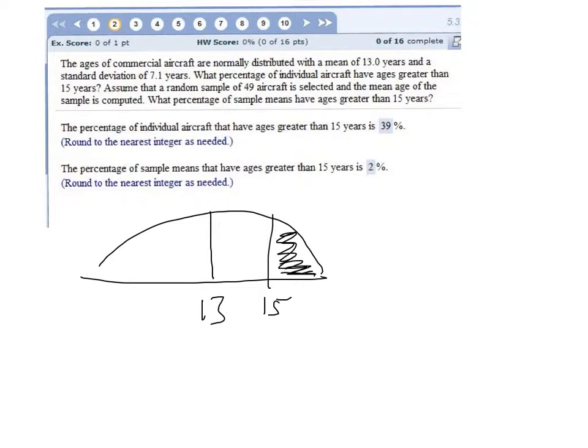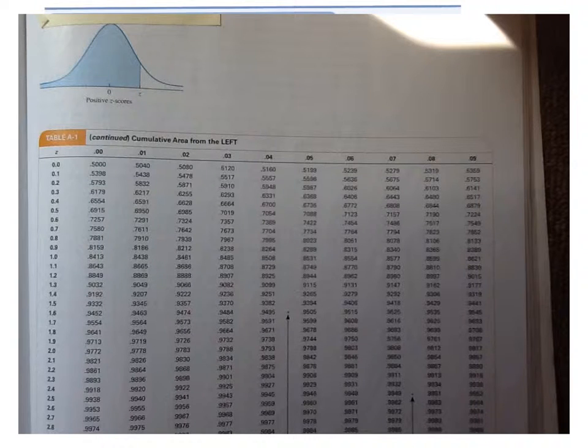One way to do this is to get a z-score. So we're going to do 15 minus 13 divided by the standard deviation, which is 7.1. When I did that, I got 0.28. Then you look that up on the normal curve table, Appendix A in the book, or whatever table you're using. I took a picture of that table.